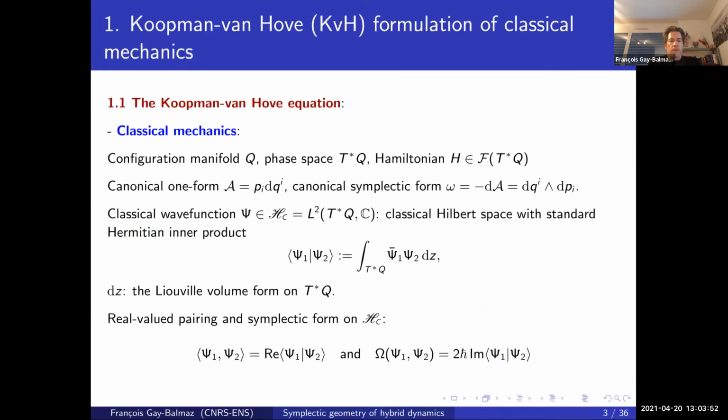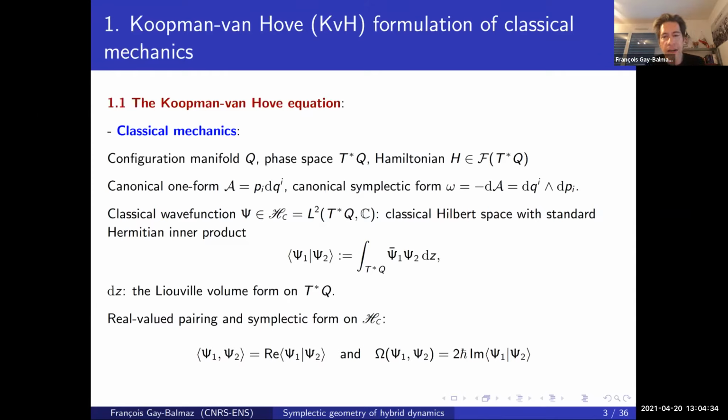Let me first start with some fundamental notations that I will use during this talk. First, about classical mechanics. I consider a configuration manifold Q, and I assume the systems move on the phase space T star Q and are given by some Hamiltonian functions. The important canonical structures on the phase space are the canonical one form, denoted by A, and the canonical symplectic form. These are the objects that will underlie all our constructions.